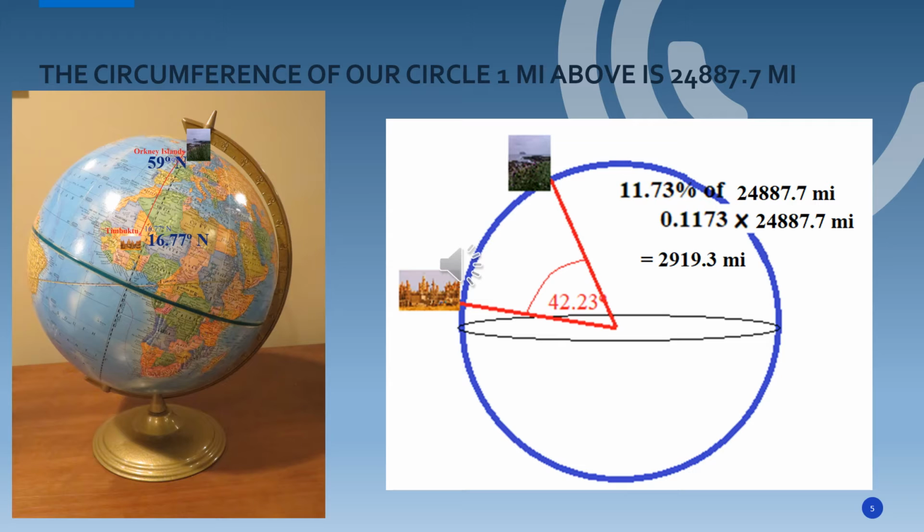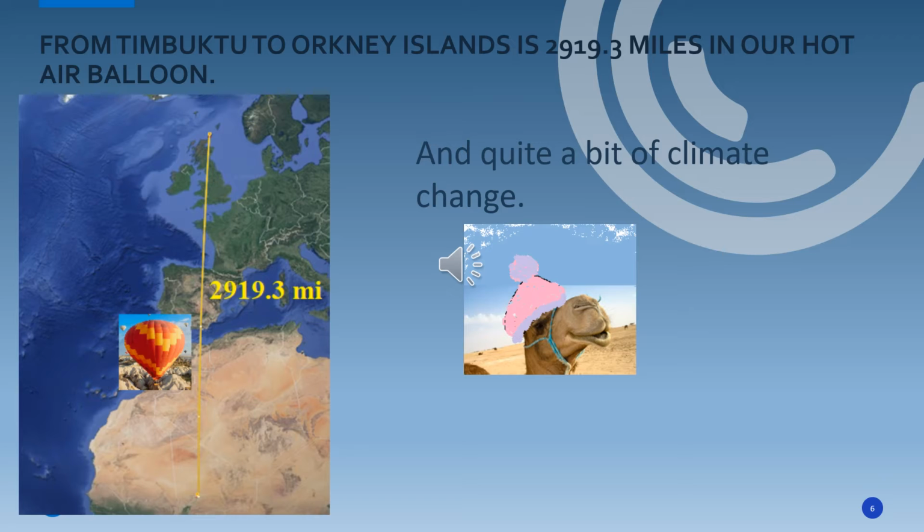Then finding what 11.73% of 24,887.7 is, we multiply 0.1173 by 24,887.7 miles, giving us a distance of 2,919.3 miles.